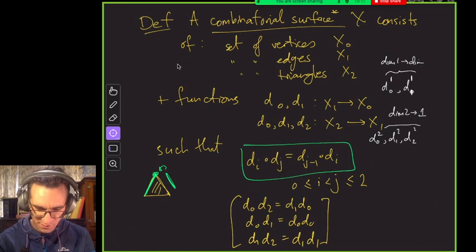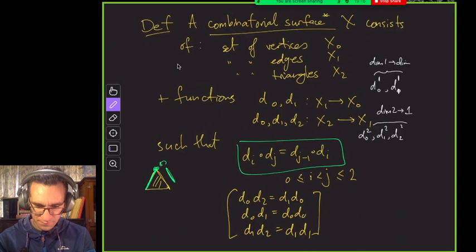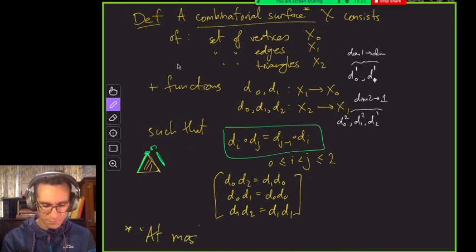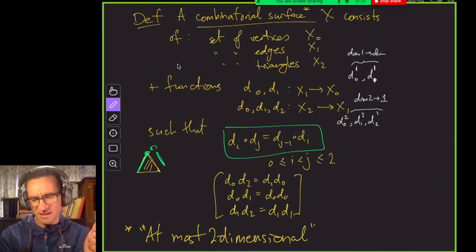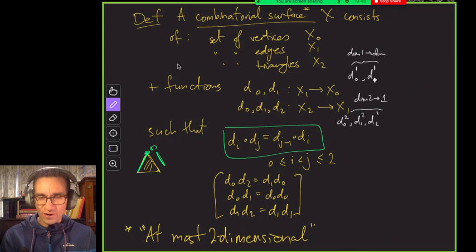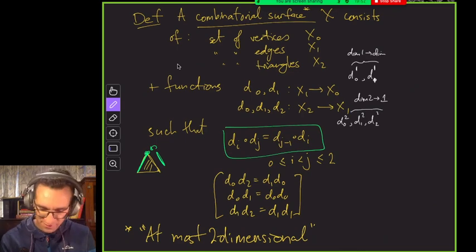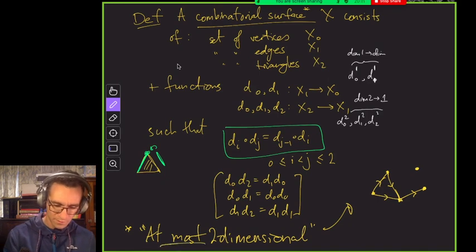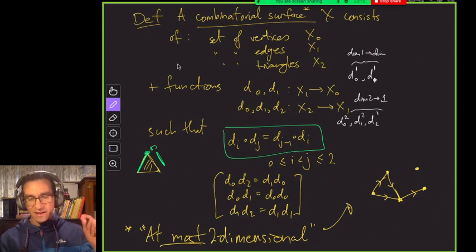All right, so I've got to explain this little asterisk. The disclaimer is, really you should say it's at most two-dimensional. So I'm perfectly happy if it's a completely degenerate surface. That's one-dimensional, or zero-dimensional, or it could be a surface with one-dimensional things poking out. That's perfectly fine, like this. And maybe with some little zero-dimensional components. At most two-dimensional. So I'm not demanding that x2 is non-empty.